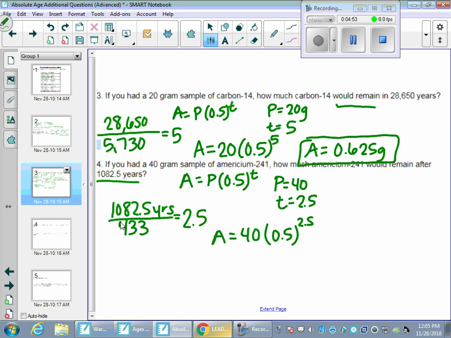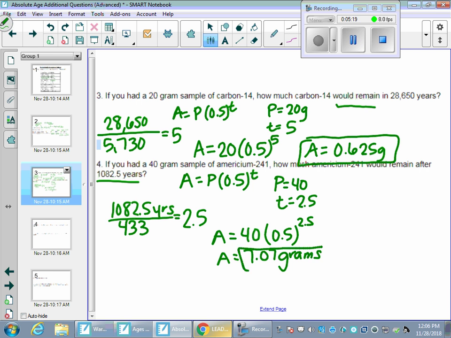Now again, remember you do the exponent first when you put this into the calculator, so you'll do 0.5 to the 2.5 power, and then you'll multiply that answer by 40. You want to make sure you don't round your answer first. Keep it all in, don't round it and then put it back in. When you do this, you're going to get A is equal to 7.07 grams.